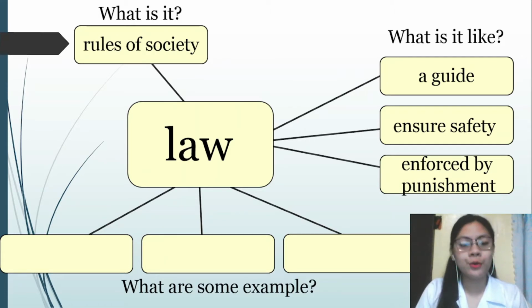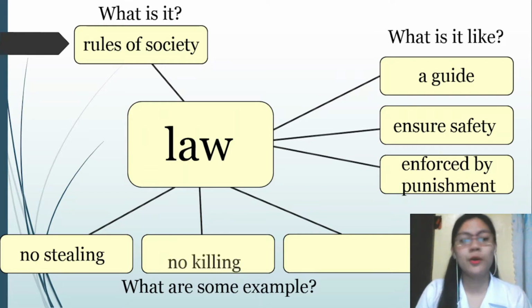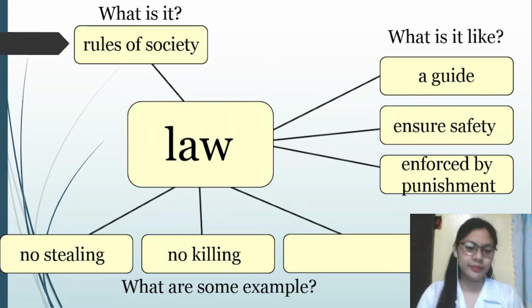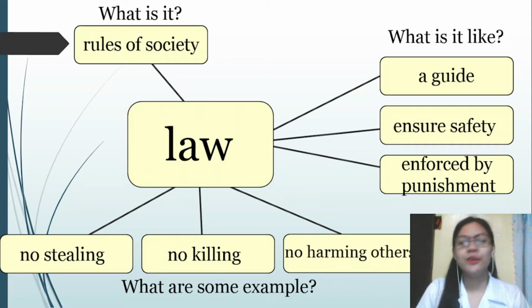Now I want you to cite some examples of a law. What do you think are some examples of it? Okay, someone answered no stealing. That is good. Good job. And what else? Someone answered no killing. Of course, it is a law. No killing is not allowed. And for the last example, what do you think is the last example? Okay, no harming others. That is good. And you all did a great job.